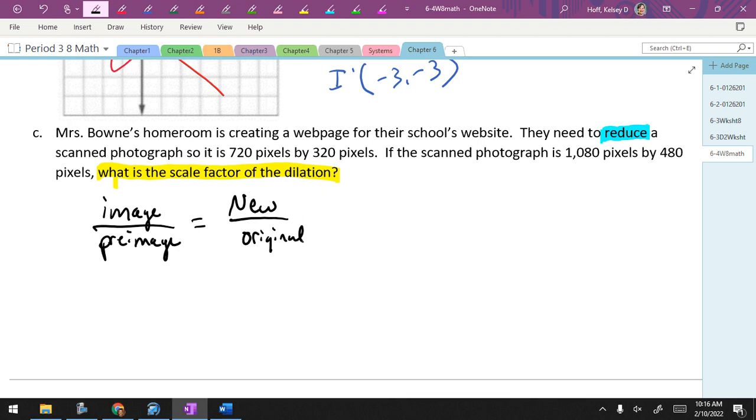What is one of the new dimensions? 720. And what original dimension does 720 match up with? How do you know that, Caden?